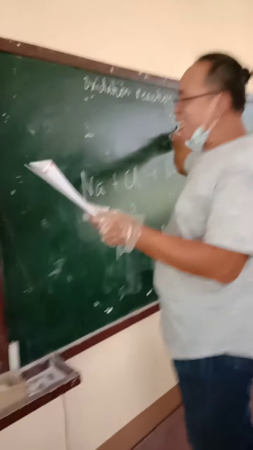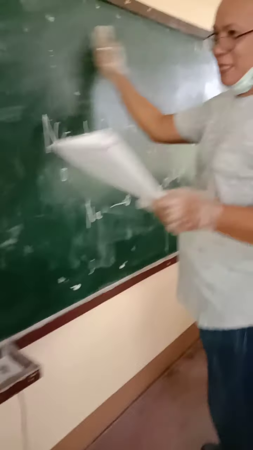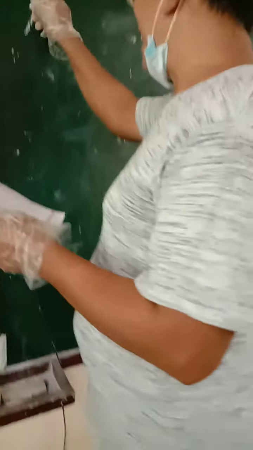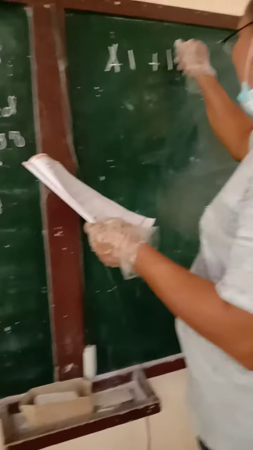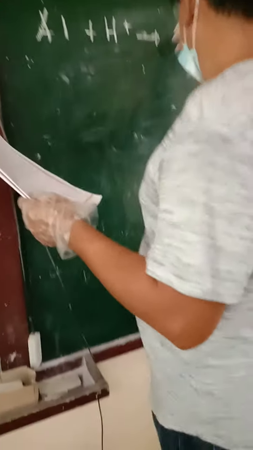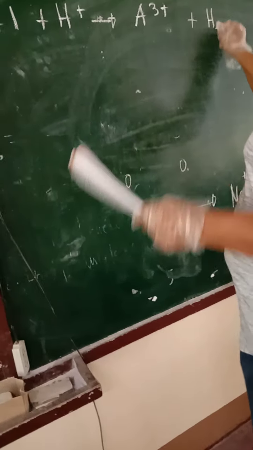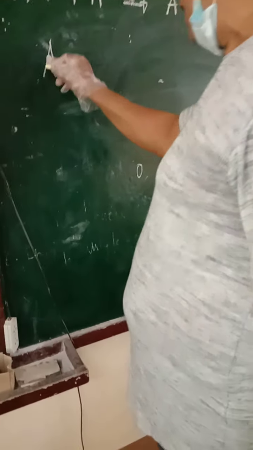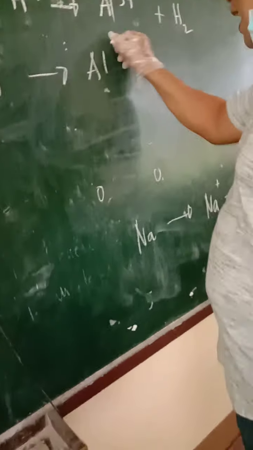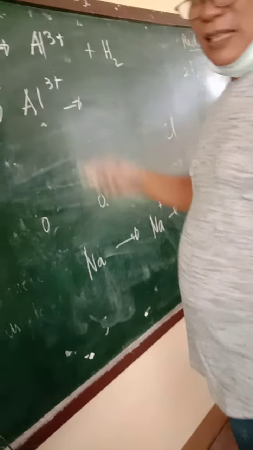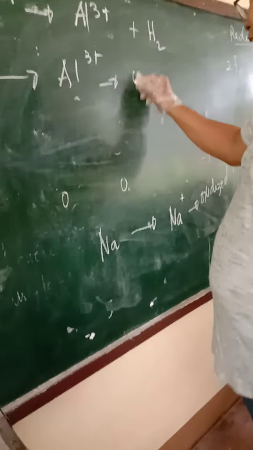Next, let us have another example. Aluminum plus hydrogen gives aluminum 3 plus and hydrogen 2. Okay. Again, aluminum from 0 to positive 3. So, nahimo siyang ni-lose siya og electrons. So, oxidize.